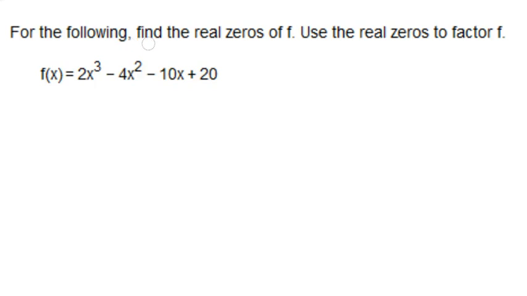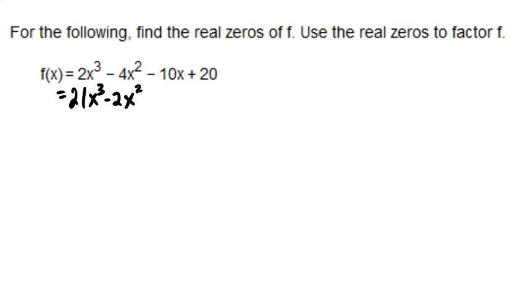For the following, find the real zeros of f. Use the real zeros to factor f. Our given function is f of x equals 2x cubed minus 4x squared plus 10x plus 20. So I notice that there is a common factor between these terms, so I'm going to start by factoring out the 2, and this is going to make it a little bit easier for me to work with the numbers since they'll be a little bit smaller.